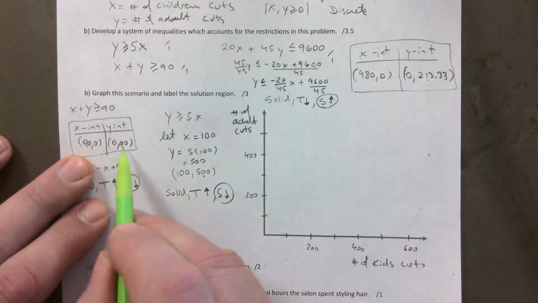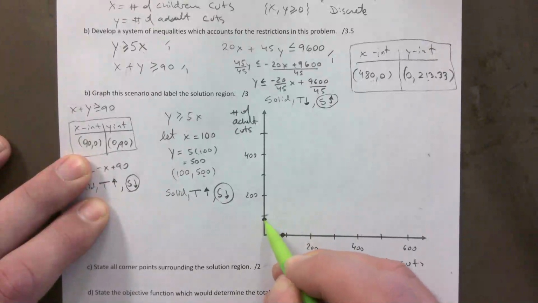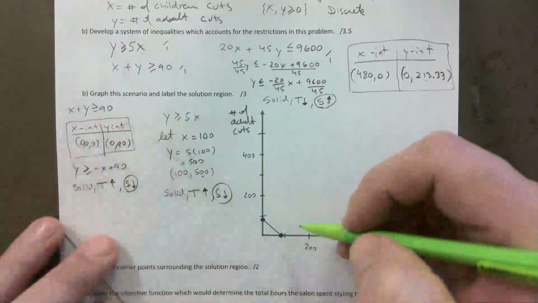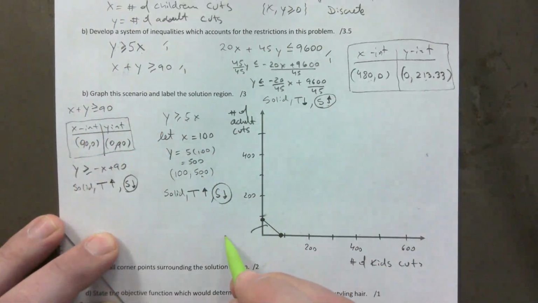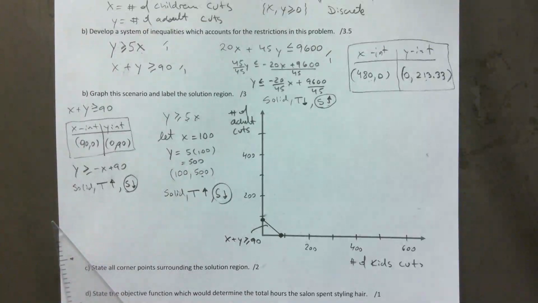So let's do this one, 90, right? So 90, 0, and 0, 90. It's a very small line that shows up. That's okay. Let's label it outside: x plus y greater than or equal to 90. Maybe yours is bigger because you used a different scale. That's fine.